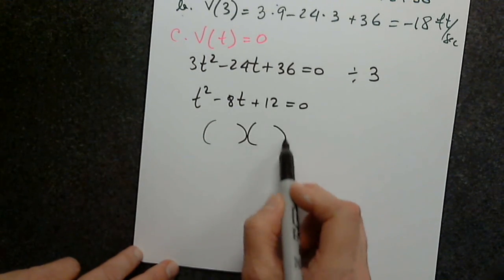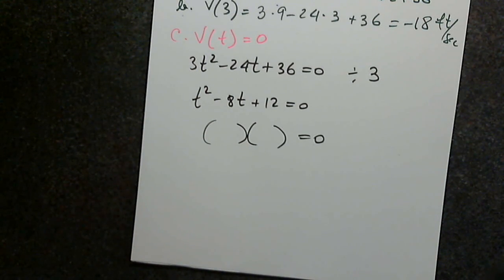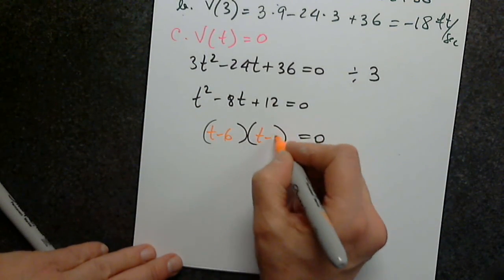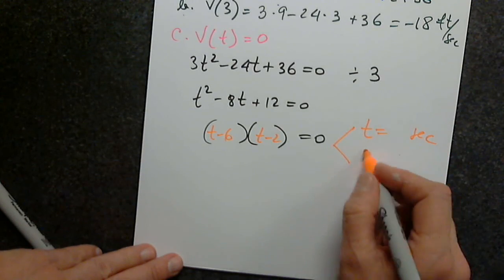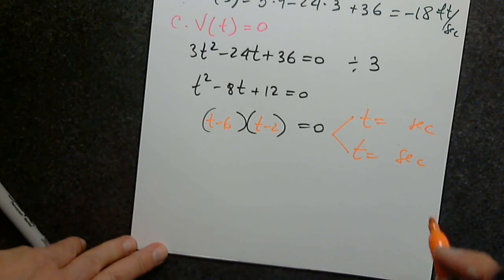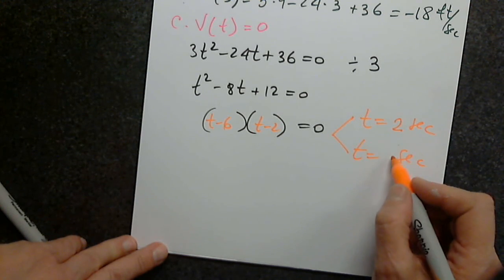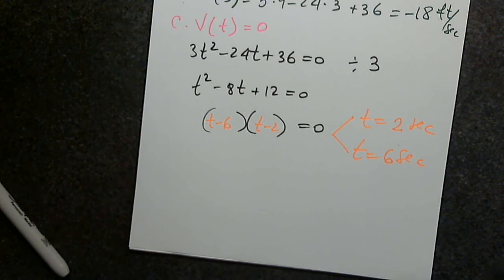This is really helpful because now I see that I don't have to go to the quadratic formula. I can easily determine the solutions by factoring. So what do I get in parentheses? Very good. So we have 2 options for t, and they are 2 and 6. So the particle is at rest after 2 seconds, when it starts moving, and after 6 seconds from the moment it starts moving. This was part C.